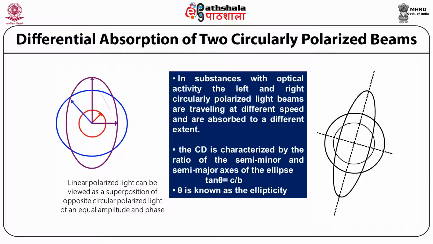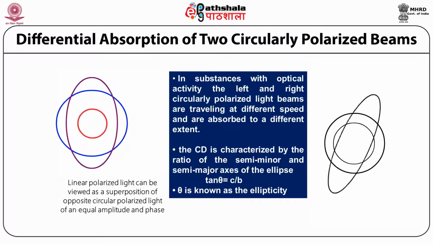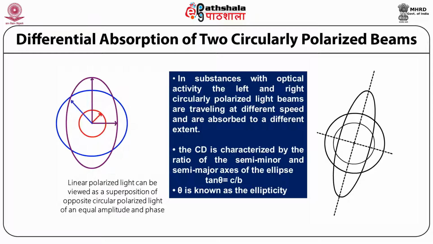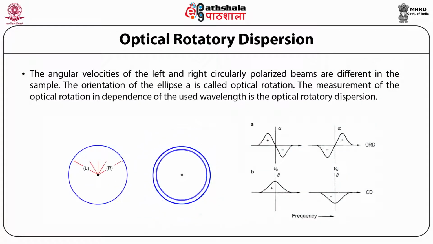CD is characterized by the ratio of the semi-minor and semi-major axes of the ellipse, which is given in the form of tan theta, equal to C by B as shown in the figure here, and theta is known as the ellipticity. We now discuss optical rotatory dispersion.